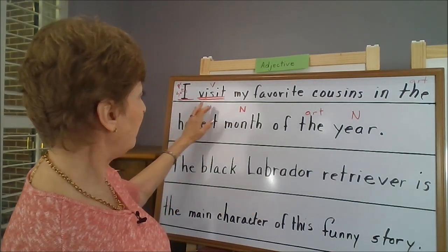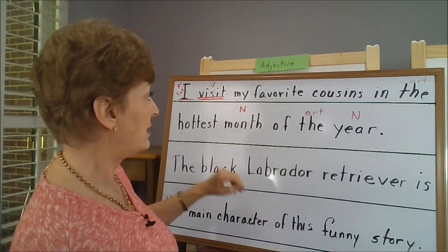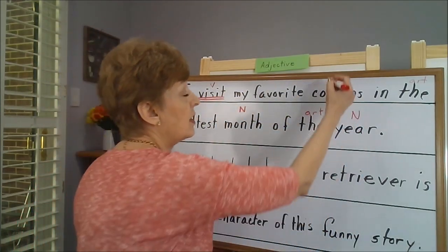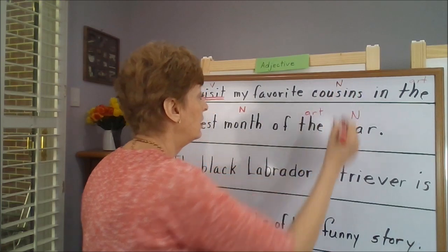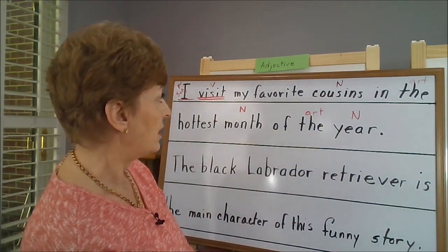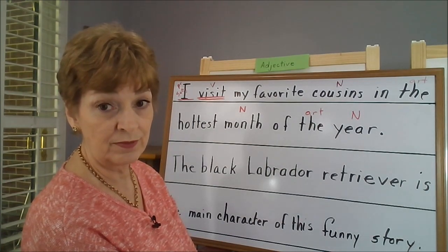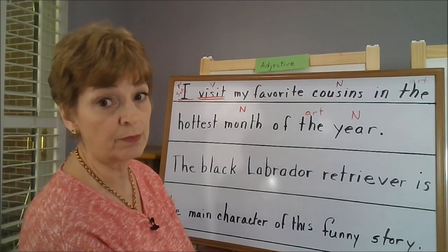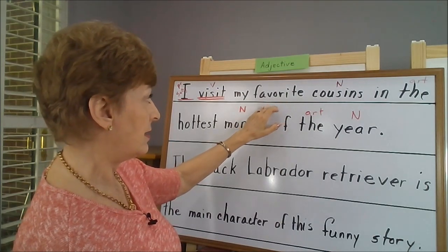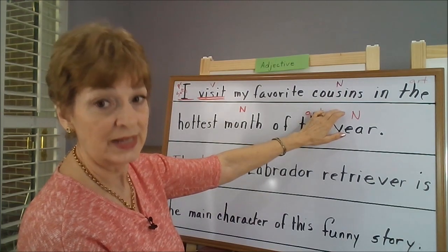Okay, so I visit my favorite cousins. I'm looking for other nouns at this point. I visit my favorite cousins. Cousins are people, so that's a noun. And I've already identified these 2 nouns. So now we are going to be able to look back and see if we can find our adjectives because adjectives come before nouns. My favorite, does my tell you something about cousins? My cousins? Yes, it does.